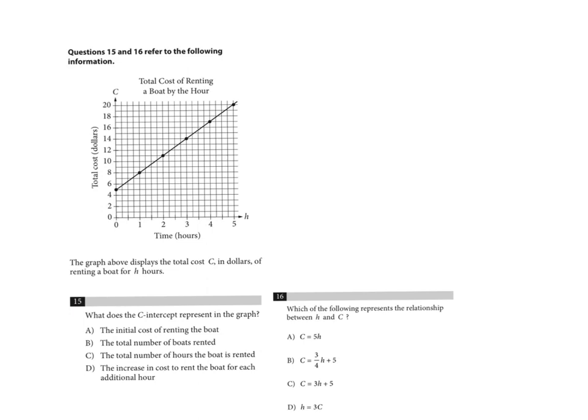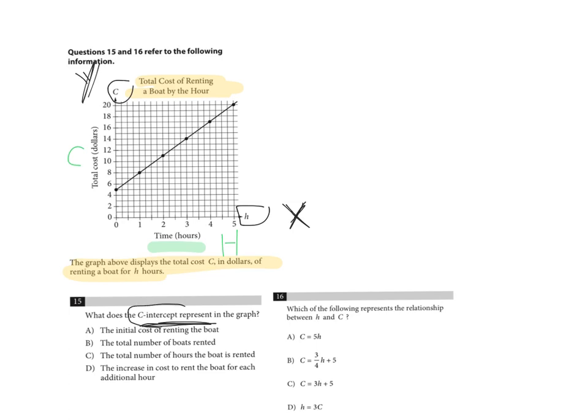Questions 15 and 16 refer to the following information. Here we have a graph that shows the total cost C of renting a boat for H hours. So H hours is along the bottom, and C is the total cost. So the x-axis is H, the y-axis is C. What does the C-intercept represent in the graph? We're used to x-axis and y-axis. Now they're just calling it H and C, so that the numbers have meaning.